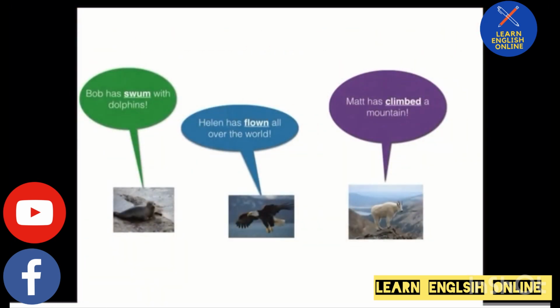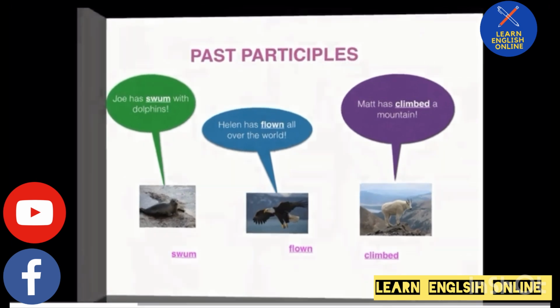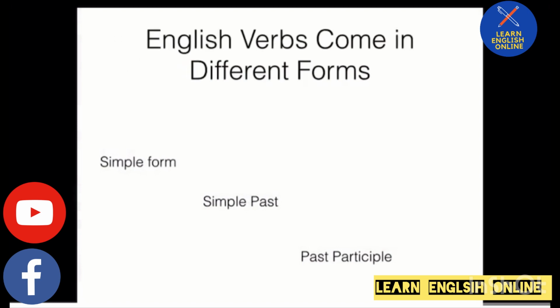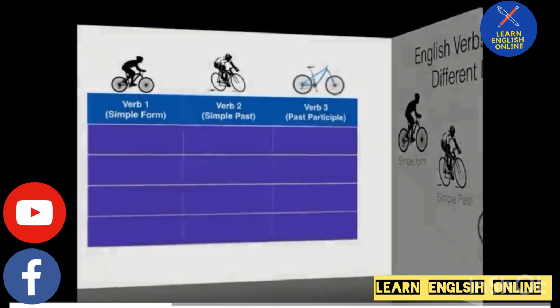In this lesson, we're going to focus on these verb forms that you see underlined. Swum, flown, and climbed are all examples of past participles. To understand what a past participle is, it's important to know that English verbs come in different forms, like the simple form, the simple past, and the past participle. Let's look at some examples.